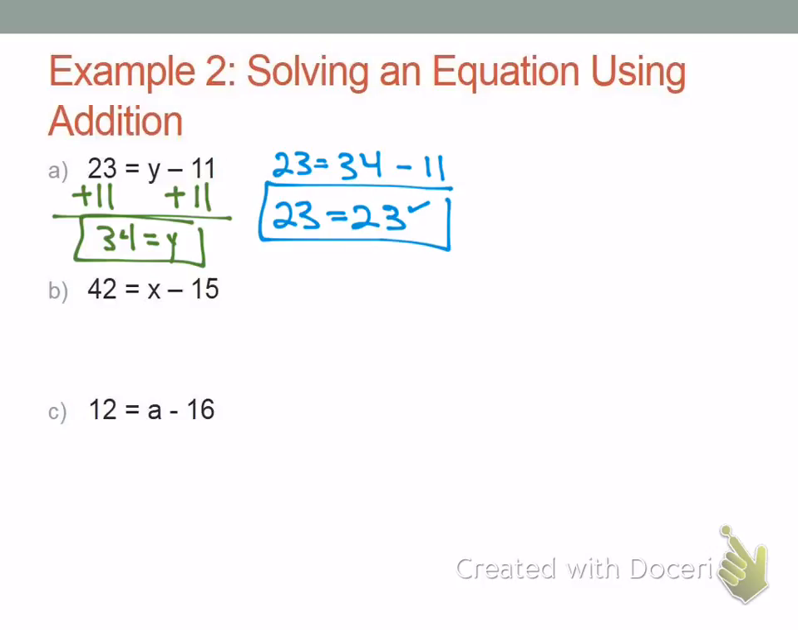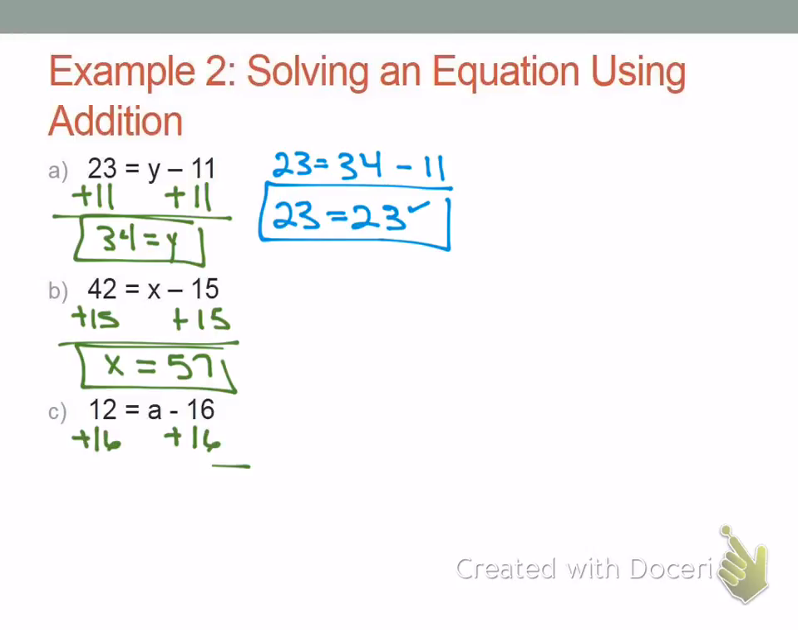All right, I want you to go ahead and try B and C. Solve and check. Okay, make sure you're showing what you're adding on both sides. Okay, so you guys did very well in this. So I need to add 15 to both sides. And x equals what? 57. Again, you can say 57 equals x and that'll be fine. All right, what do I do to both sides on C? Add 16.